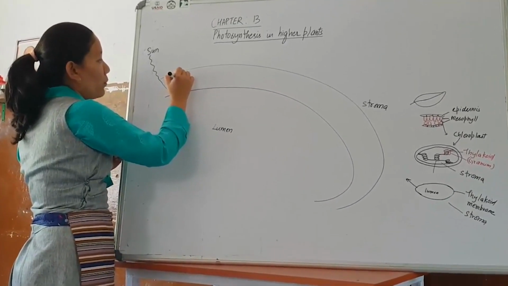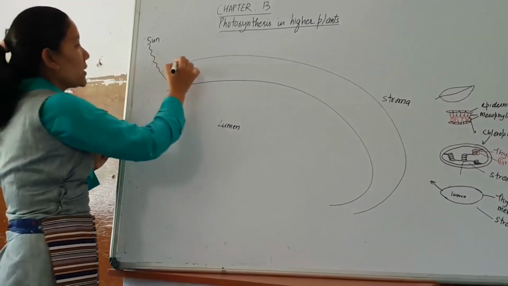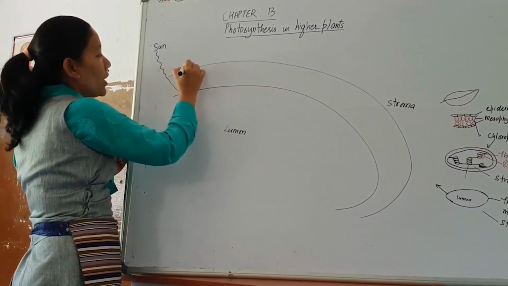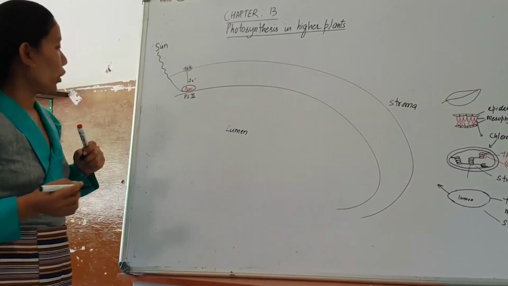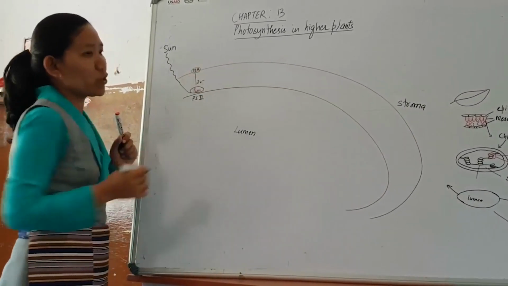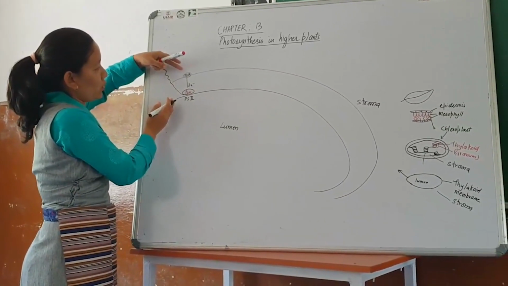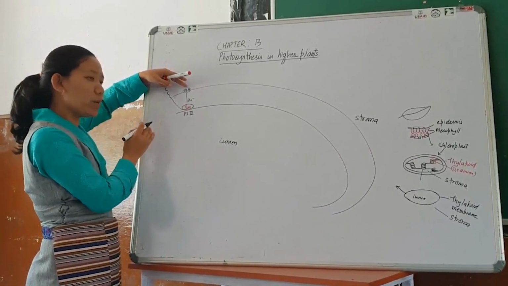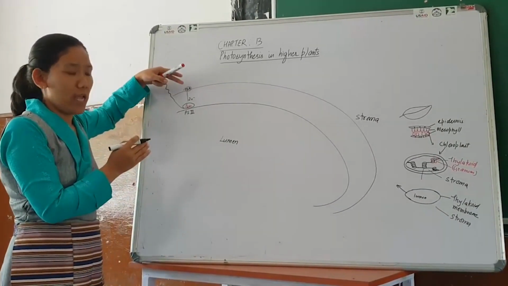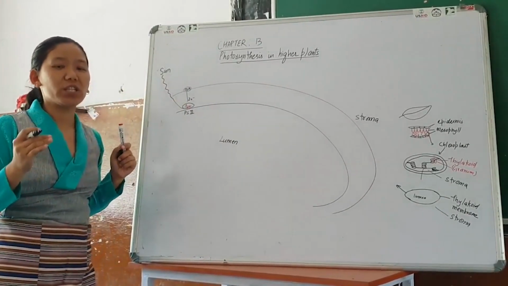They lose a pair of electrons, and this pair of electrons is accepted by the primary electron acceptor. Okay, so this primary electron acceptor is at a higher energy state, and it becomes a very good electron donor, and it will start the electron transport chain.